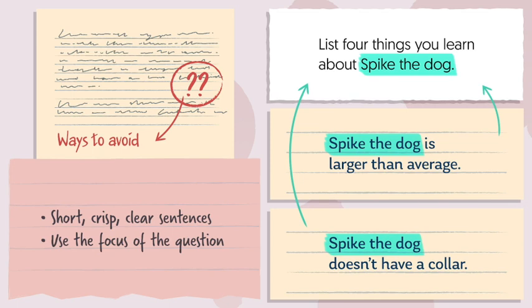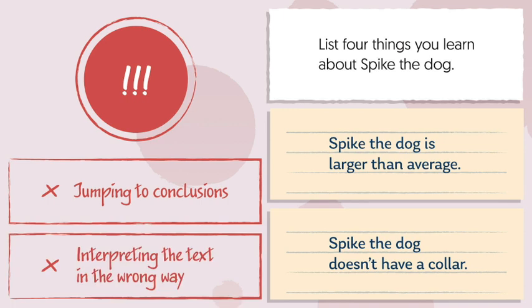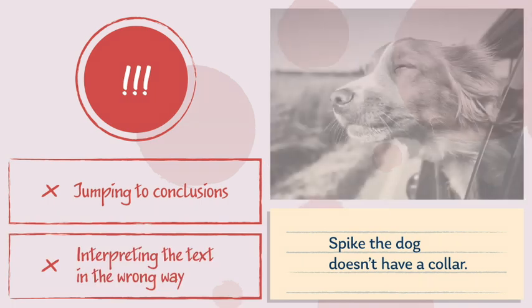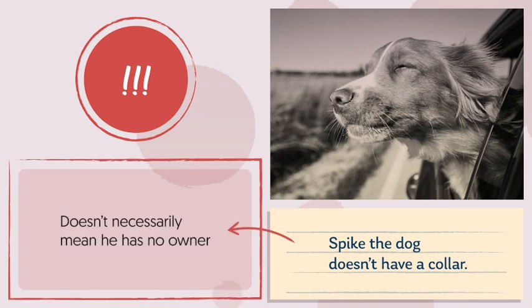One thing to be careful of, though, is that you're not jumping to conclusions or interpreting the text in the wrong way. For example, just because you've noted that Spike has no collar, that doesn't necessarily mean he has no owner. Okay, we'll leave it there.